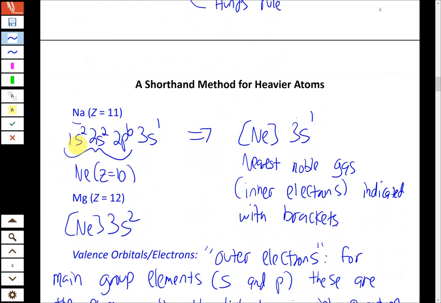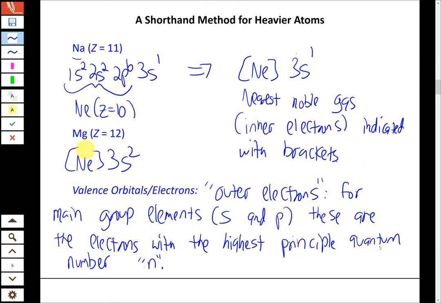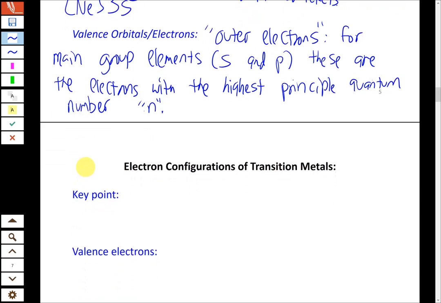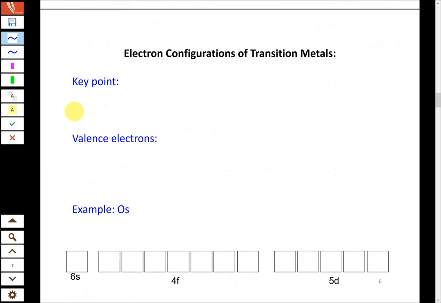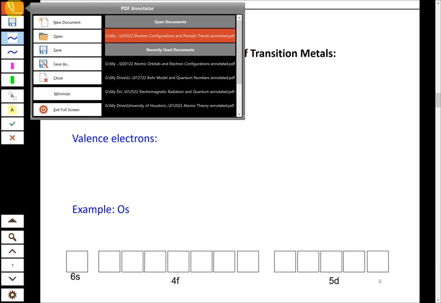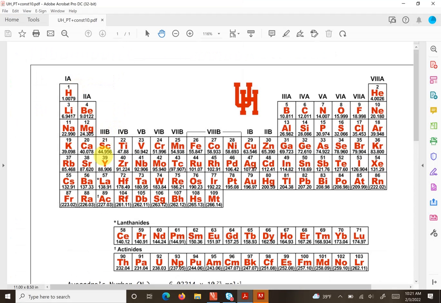It's going to be a concept that comes up a lot, especially in the next chapter of the course. But we'll introduce it now. And then the last category of elements we'll cover are the transition elements, so transition metals, as they're called. These are the ones that lie in the d block of the periodic table. So we're talking about these elements here that are in the middle of the main part of the periodic table. Those are the transition elements.